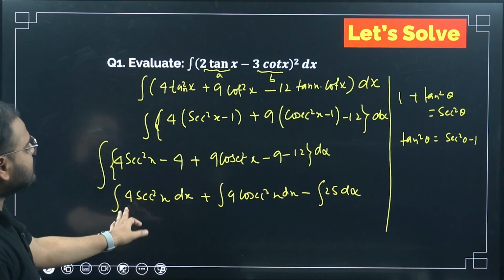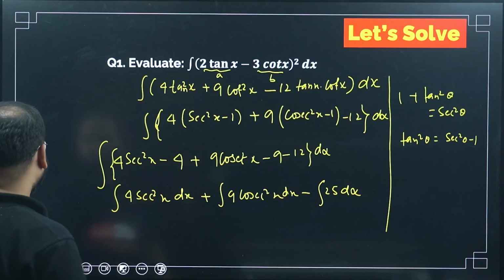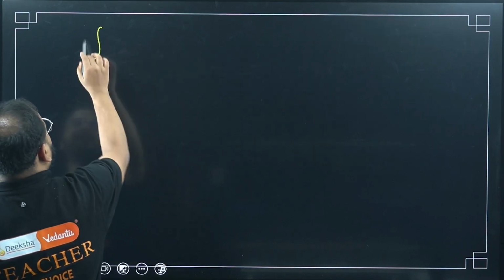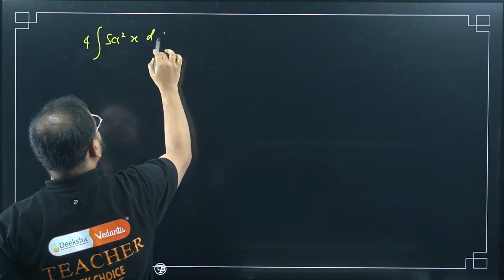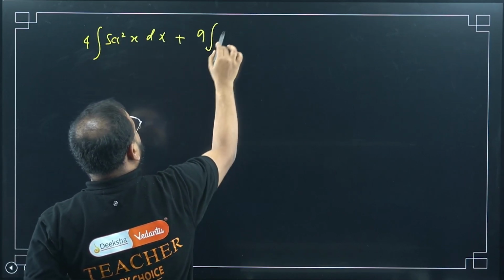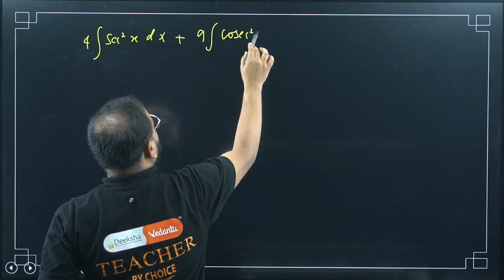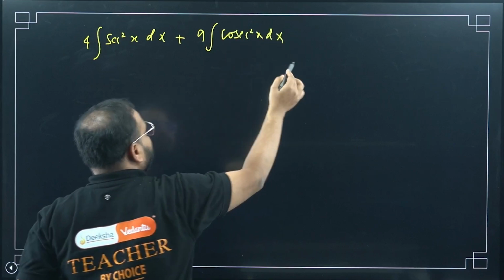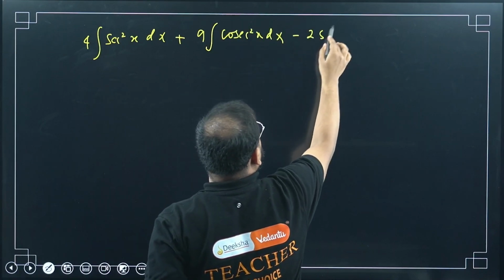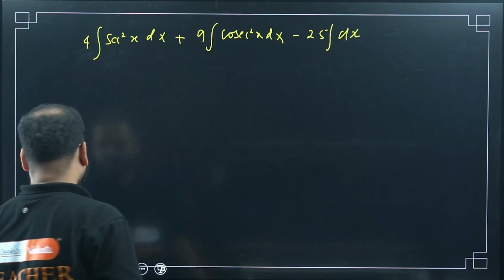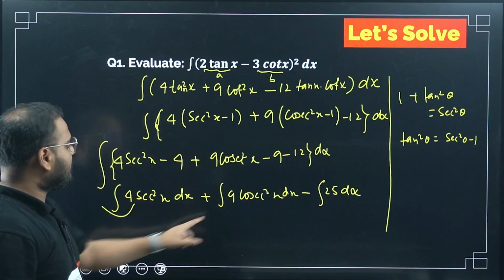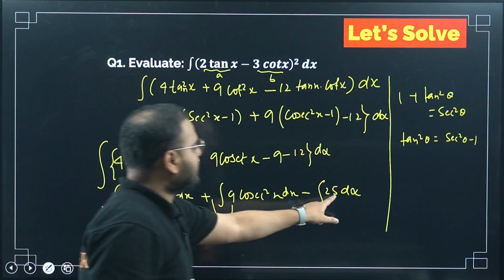Now I can take things common, right? So I can take 4 here and write it as sec square x dx plus 9 here cosec square x dx and minus 25 here simply dx. Please check. I've taken 4 over here, this 9 over here, and this 25 over here.